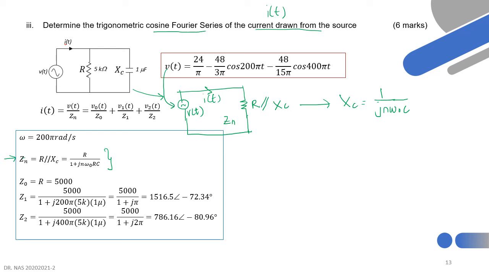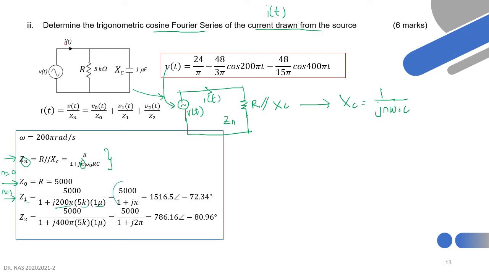So then you need to replace your n. So for n equal to 0, your Z naught equal to R. So when n equal to 1, replace the equation with n equal to 1 and replace all values. So your impedance at n equal to 1 equal to these values. So this is 1 times omega naught. This is your R and this is your C.